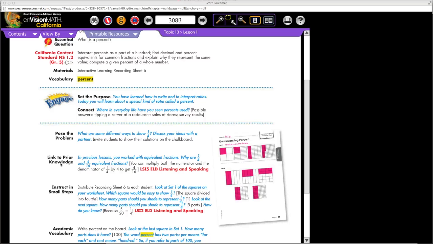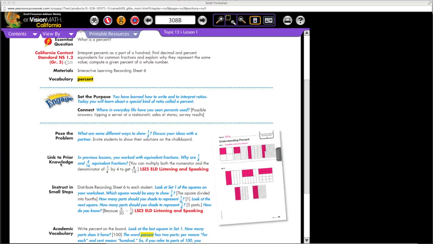Then it moves into your small steps. So you're going to give out that recording sheet 6. Now, you've already had an opportunity to have your students work together to figure out how to show 1/4 in different ways. Here on the interactive recording sheet, you want to guide them through this. You don't want to just give it to them and have them work individually or in groups, but actually walk through this and use it as an opportunity to talk through and start introducing this idea of percents.